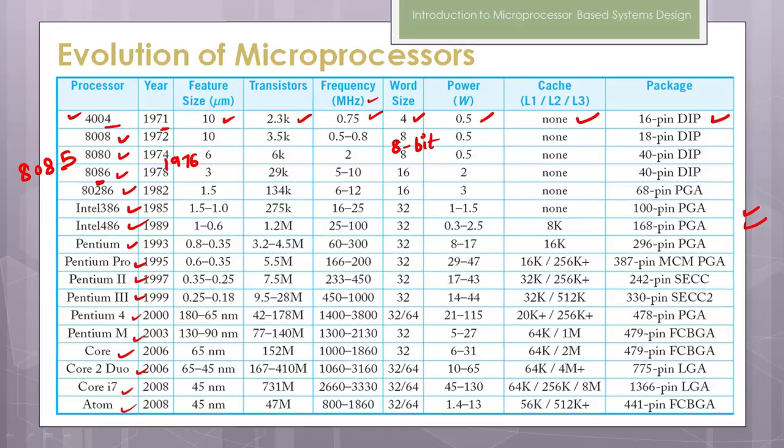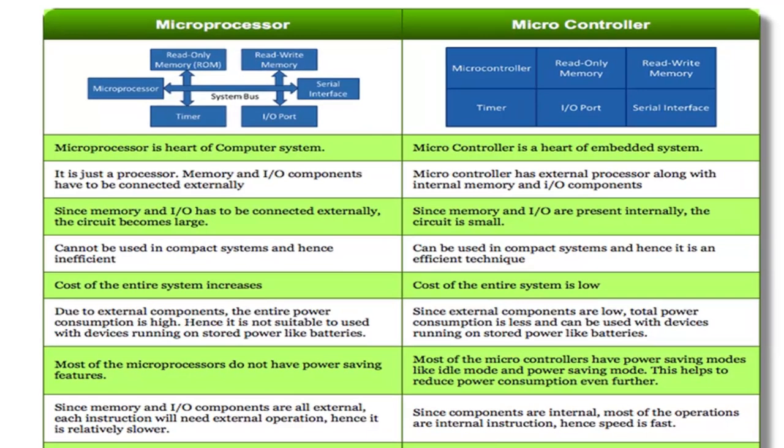You can study it. Next is, what is a microprocessor and what is a microcontroller? Now you can see the diagrammatic representation of both. A microprocessor is the heart of a computer system, but a microcontroller is the heart of an embedded system. A microprocessor is just a processor. Memory and input-output components have to be connected externally. You can see we are going to connect various components like memory, timer, and input-output ports externally.